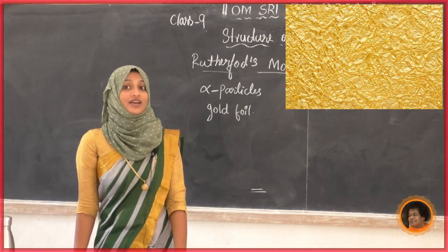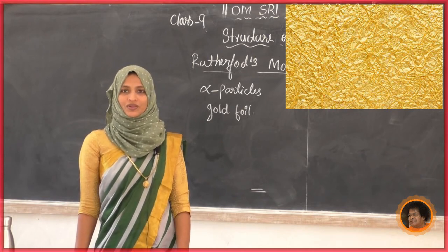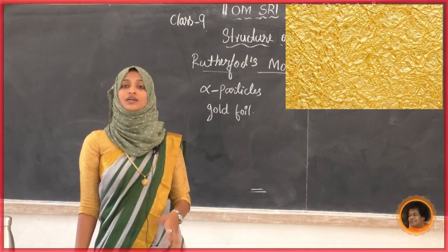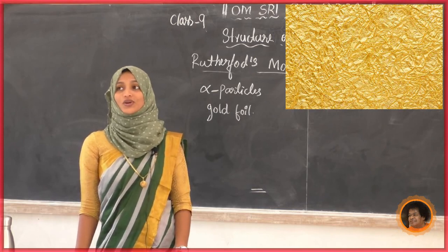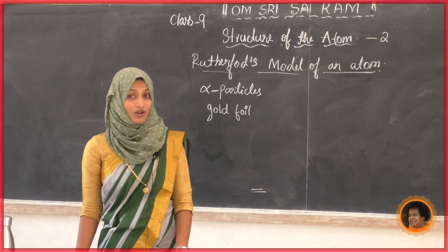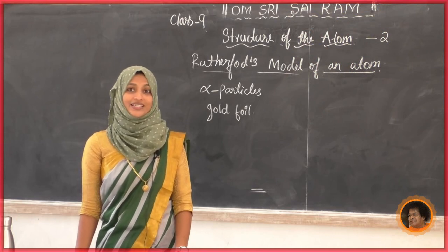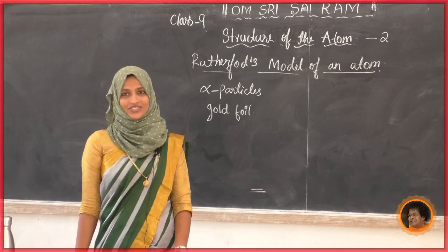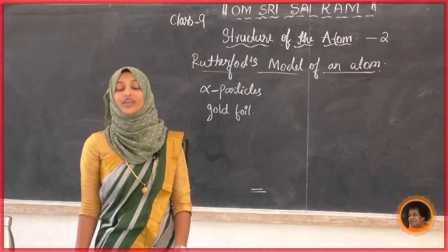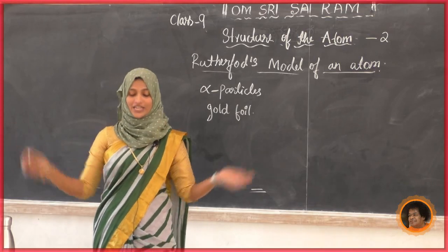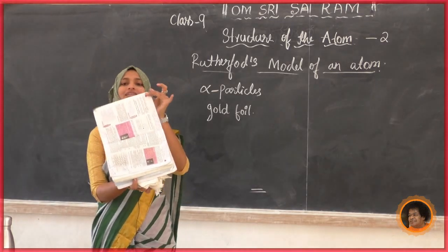Now one more thing here: why is he choosing gold foil for his experiment? Instead of that he could have taken any other metal like iron, but why is he preferring gold? Because gold has one more important character, that is malleability. What does it mean? We have studied in lower classes that malleability means we can beat it into a small sheet like paper. See how thin paper is.